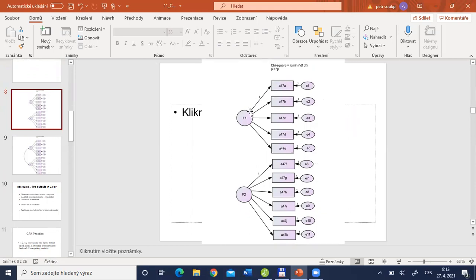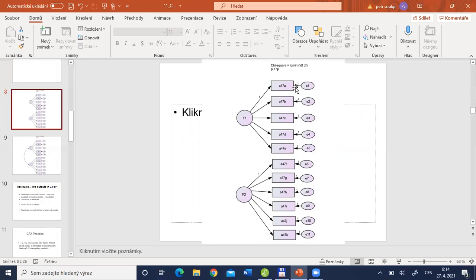So it means I would take this factor loading fixed at some constant. Usually this constant is 1. So I would assign the value 1 to this factor loading, and the scale of the factor will follow the scale of this first so-called marker variable.